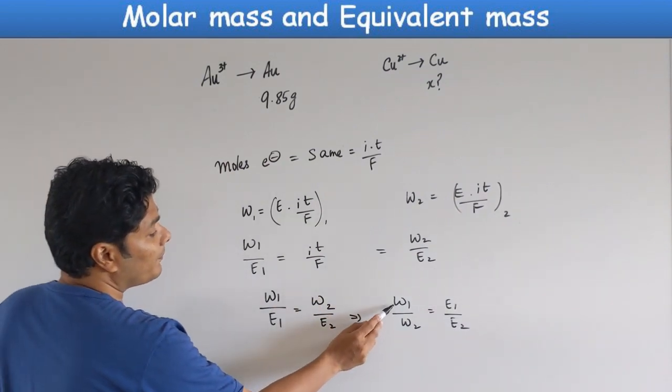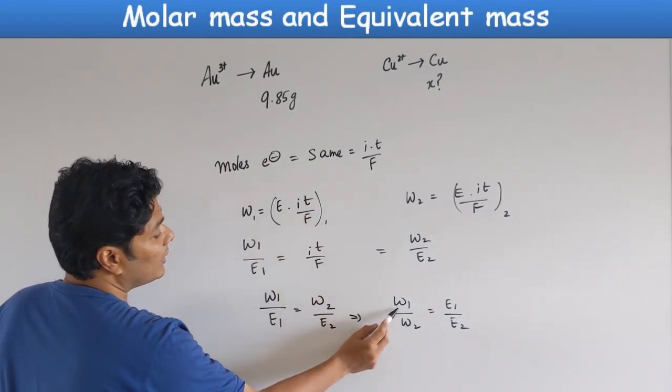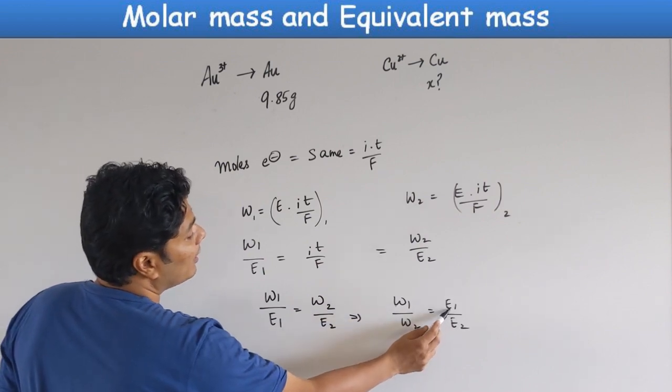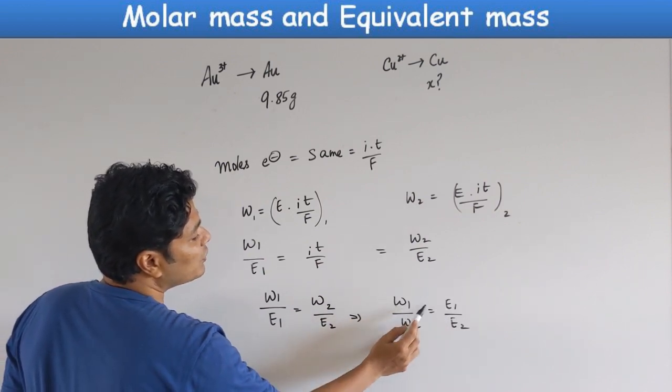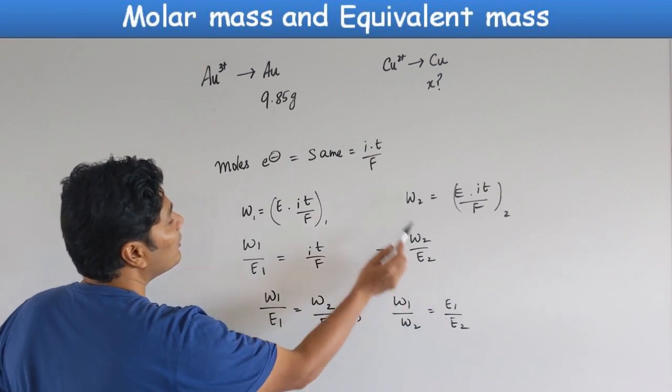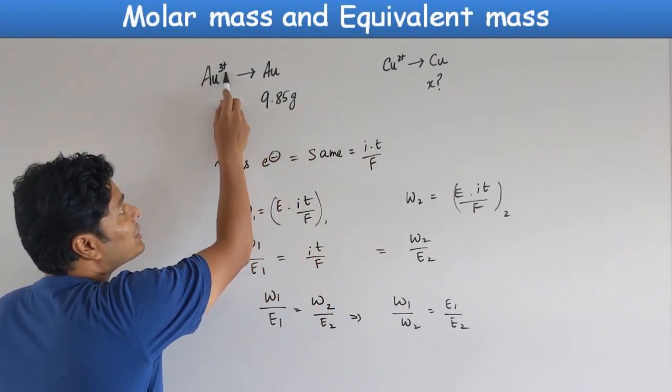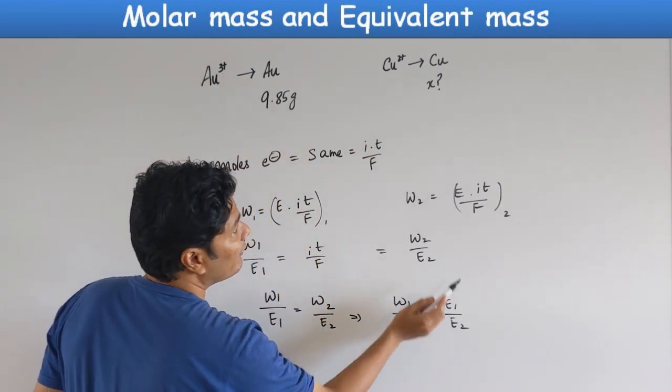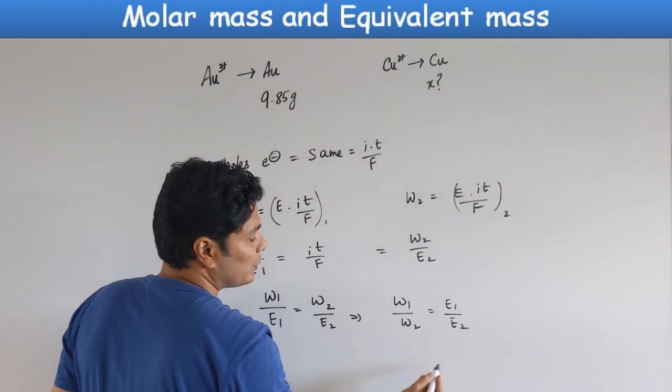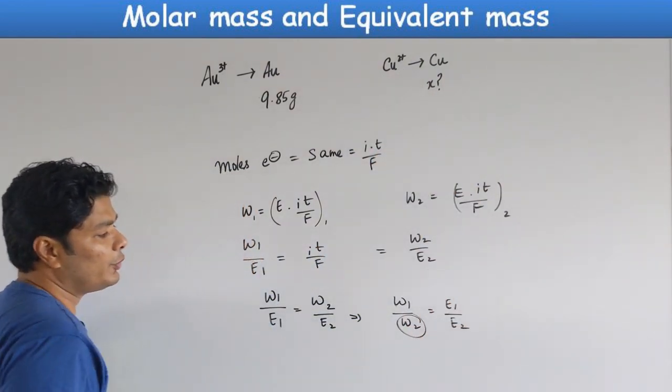Now I know the weight of gold, 9.85. This should be equal. 1 is gold, meaning equivalent weight of gold. Equivalent weight of gold, molar mass divided by N factor, is 3, divided by equivalent weight of copper. N factor is 2. So you can calculate W2. This is how you do a problem.